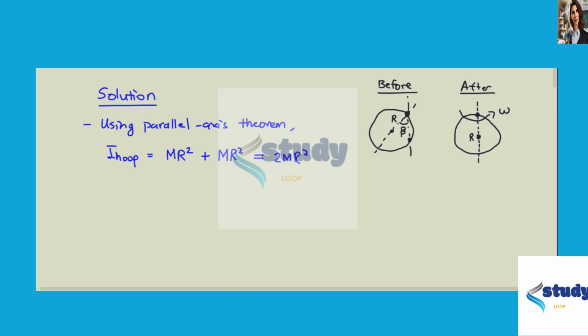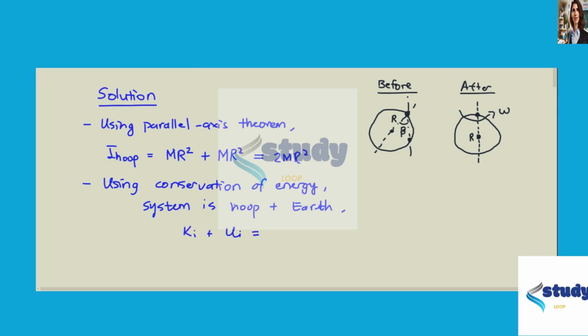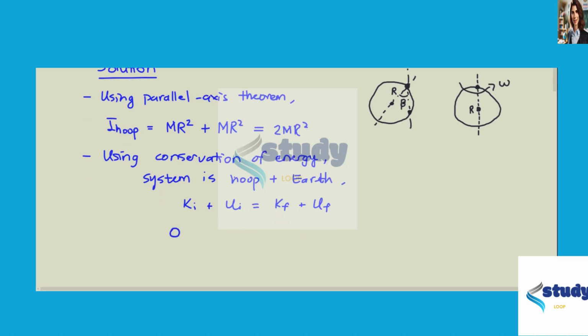And then we'll be using conservation of energy. The system that we are considering is the hoop plus the earth. So we have Ki plus Ui equals Kf plus Uf. So Ki is 0, and then Ui is MgR(1 minus cosine beta).